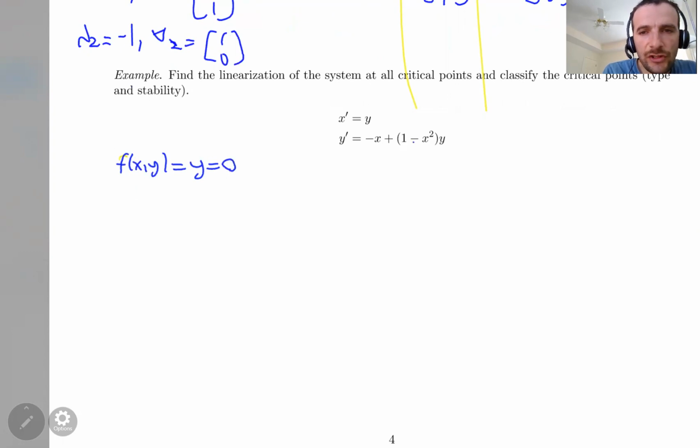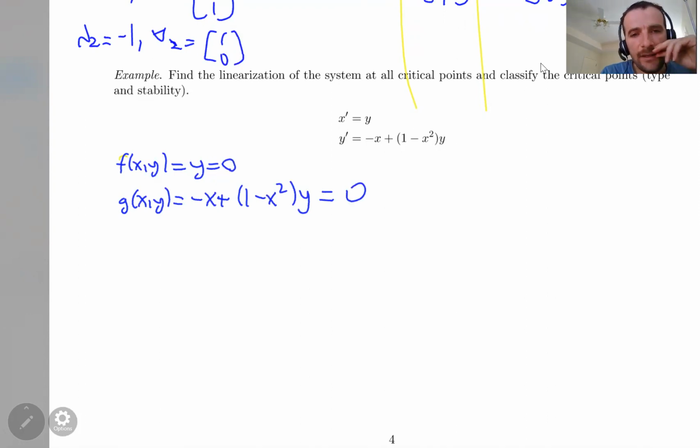And from the second one, g of x, y, which is this guy, negative x plus 1 minus x squared y is equal to 0. And so from there I get x equals, if I move this negative x over to the side, 1 minus x squared y.